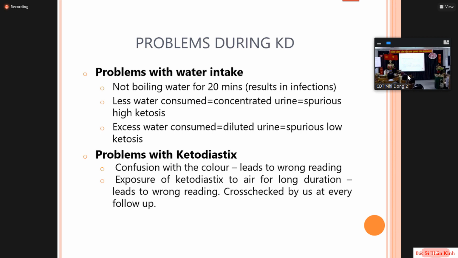Okay. Problems with Ketodiastix. So we use Ketodiastix for checking the urine ketones. Sometimes there is confusion with the color, and that leads to wrong readings. Sometimes the caregivers also leave the Ketodiastix exposed to air, which leads to oxidation. Okay, and that leads to wrong readings. So for this reason, we ask them to bring their Ketodiastix to the clinic so that we can cross-check it with ours and see if the colors match. If the colors do not match, then we ask them to get a new Ketodiastix bottle.